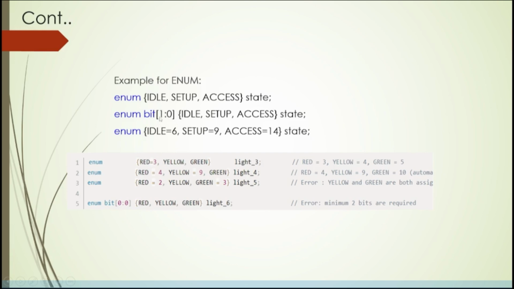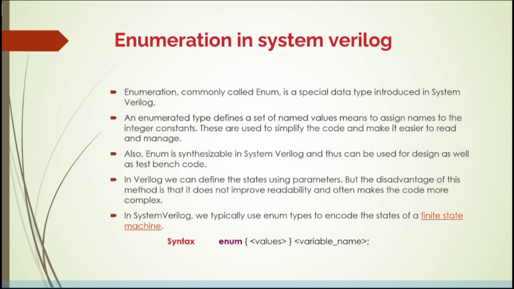Now he will understand: if you are giving 6, then the idle state occurs. If that is 9, then setup state occurs. If it is 14, then access state occurs. So in this way, you are naming the integer constants. Just naming the integer constant is enumeration.